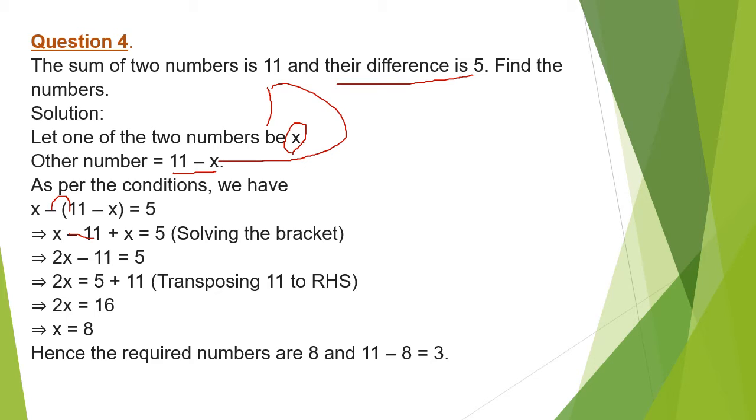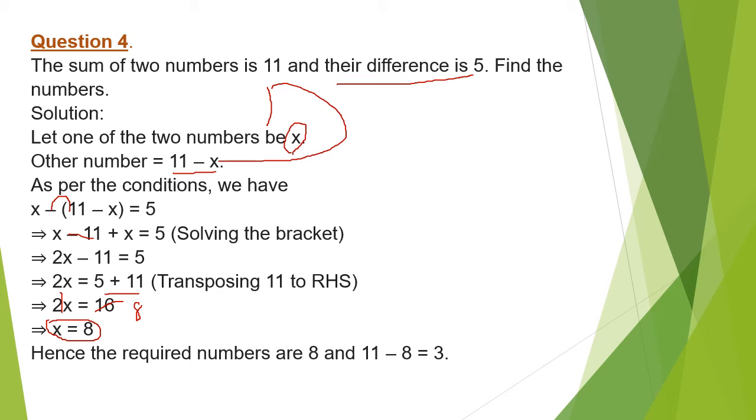Children, 1x plus 1x is 2x. Minus 11 is equal to 5. If we transpose this minus 11 to that side, it becomes plus 11. So 2x is equal to 5 plus 11, which is 16. We can cancel out with 2: 2 1s are 2, 2 8s are 16. So the x value is 8.